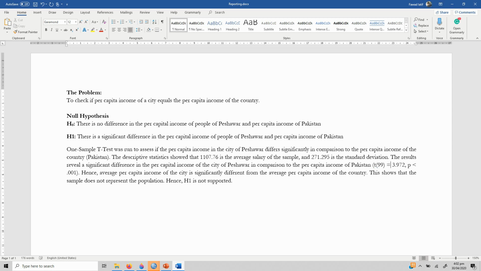This is the t-value, which is greater than 1.96, so this shows that there is a significant difference. What we see is that the per capita income of the sample is higher in comparison to the per capita income of the country. Hence, average per capita income of the city is significantly different from the average per capita income of the country. This shows that the sample does not represent the population. Hence, H1 was not supported.